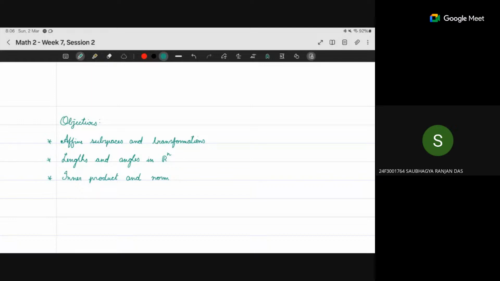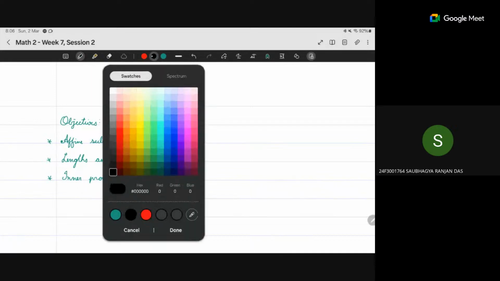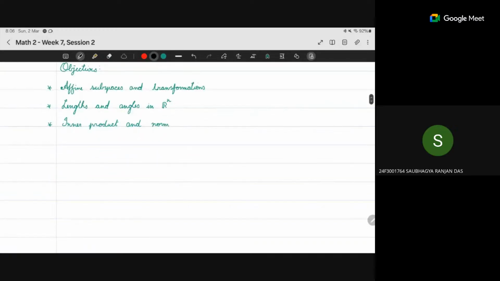Okay, let's get started. So last time we discussed equivalence and similarity of matrices. Are there any doubts from that session?